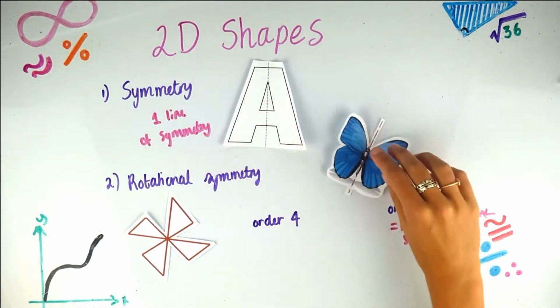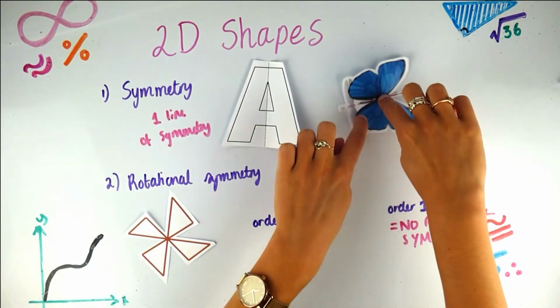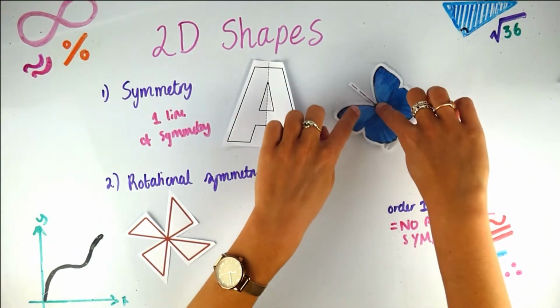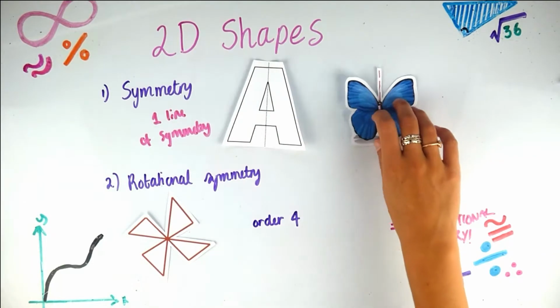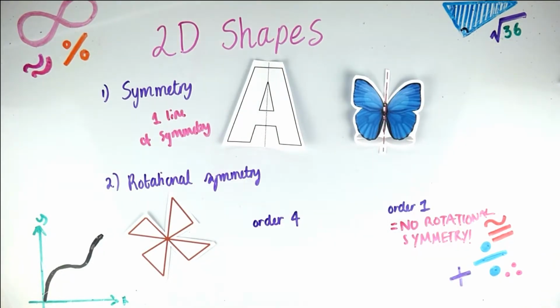And that's the same with this butterfly. So the one line of symmetry there, the only way you can spin this and get back the butterfly is if you go the full way around, and that means it has no rotational symmetry.